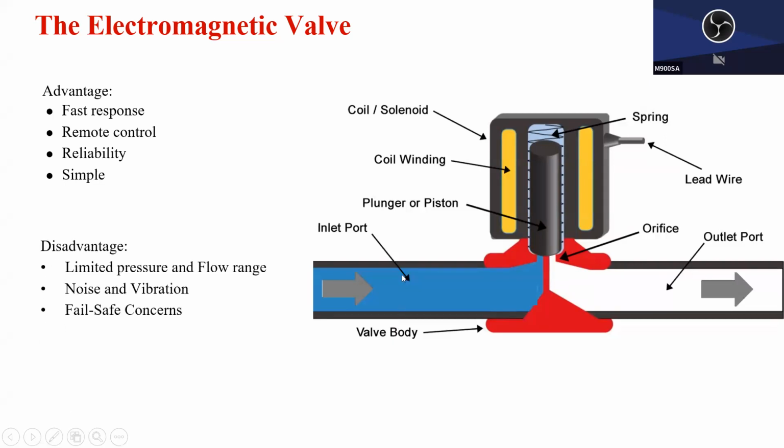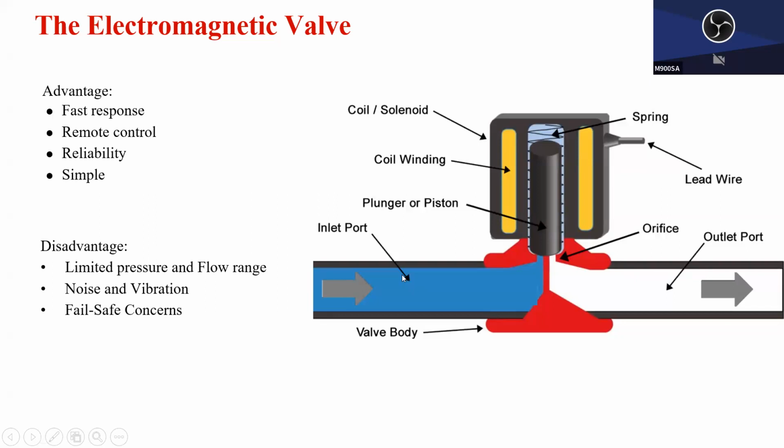And the disadvantage of the electromagnetic valve is limited pressure and flow range. As you can see, it's pressure only up to 16 for the air, 13 for the water. So compared to the ordinary valve, the pressure unit is kind of low. The normal valve without the solenoid could go up to 100 or 150 kilograms per centimeter squared. And when we use it, it's kind of noisy and it vibrates a lot. So those two are the biggest disadvantages of this thing.